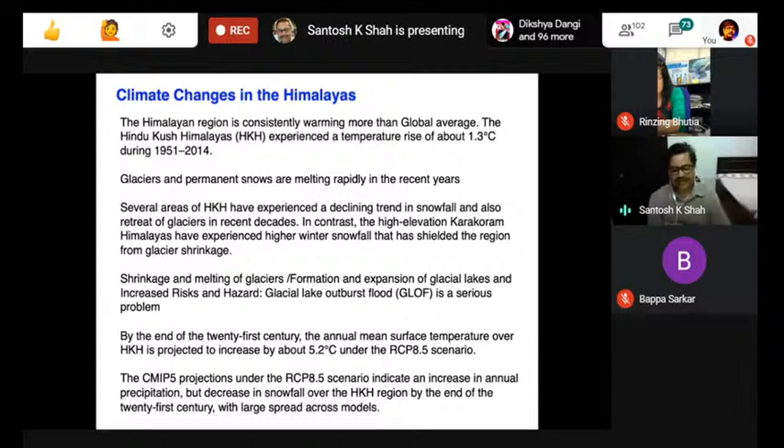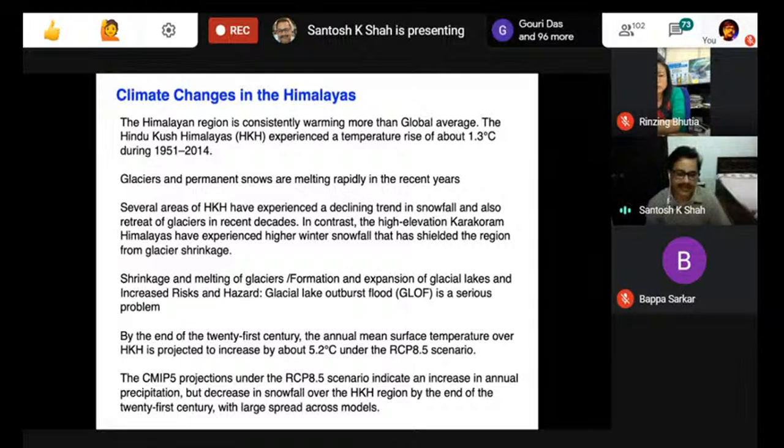Even several Hindu Kush Himalayan region glaciers experienced a declining trend of snowfall and also glacier retreat. In contrast, the high-elevation Karakoram Himalaya experiences higher winter snowfall, and that shielded the region from glacial shrinkage.